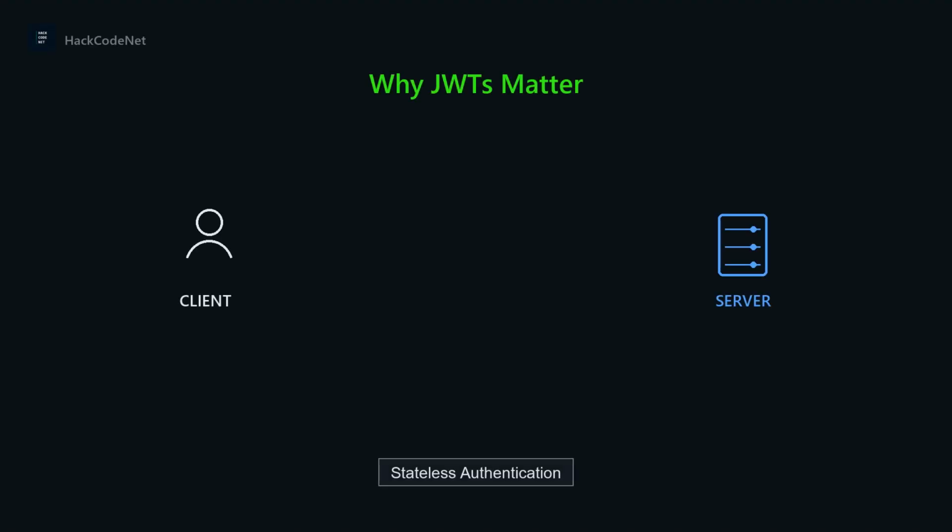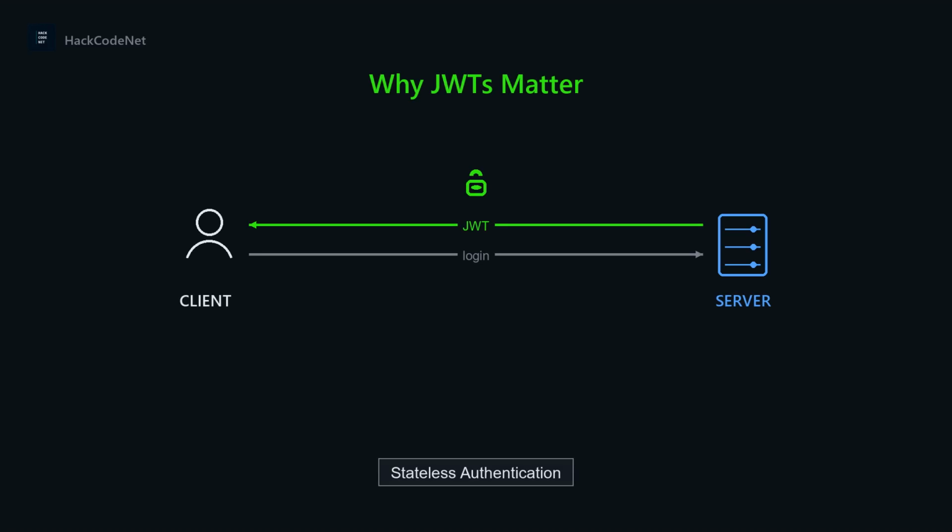A client logs in once, and instead of the server remembering a session, it hands back a signed token, a JWT. On every future request, that token rides along and proves who you are, without the server needing to look anything up. That statelessness is what makes JWTs so popular for APIs. It's also exactly why a broken implementation is so dangerous. The token itself is the entire trust boundary.